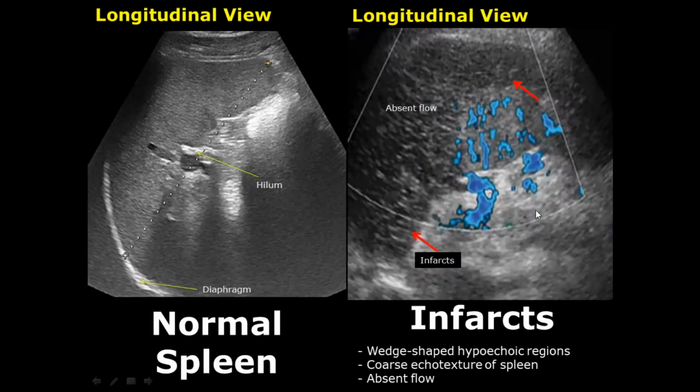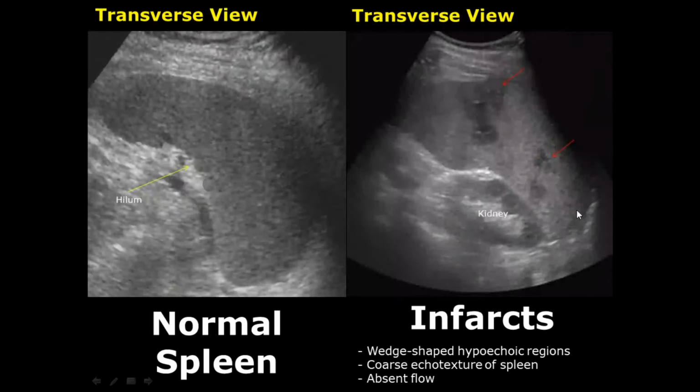Splenic infarcts appear as wedge-shaped lesions and also give a coarse echotexture of the spleen. And when we apply Doppler, there will be absence of flow due to infarction. Here you can see splenic infarcts appearing as wedge-shaped regions inside the spleen.